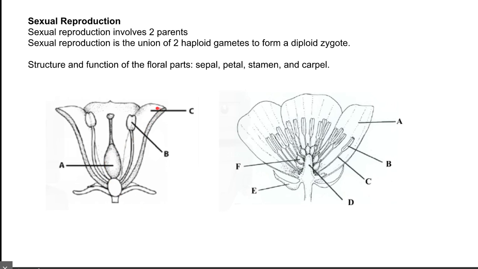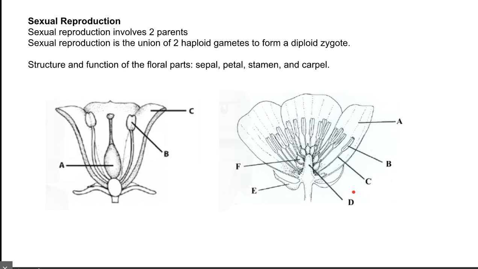From the outside, we have C is the petal, B is the anther, and A is the ovary. So you have the stigma, the style, and the ovary. The sepals here protect the flower as a bud.